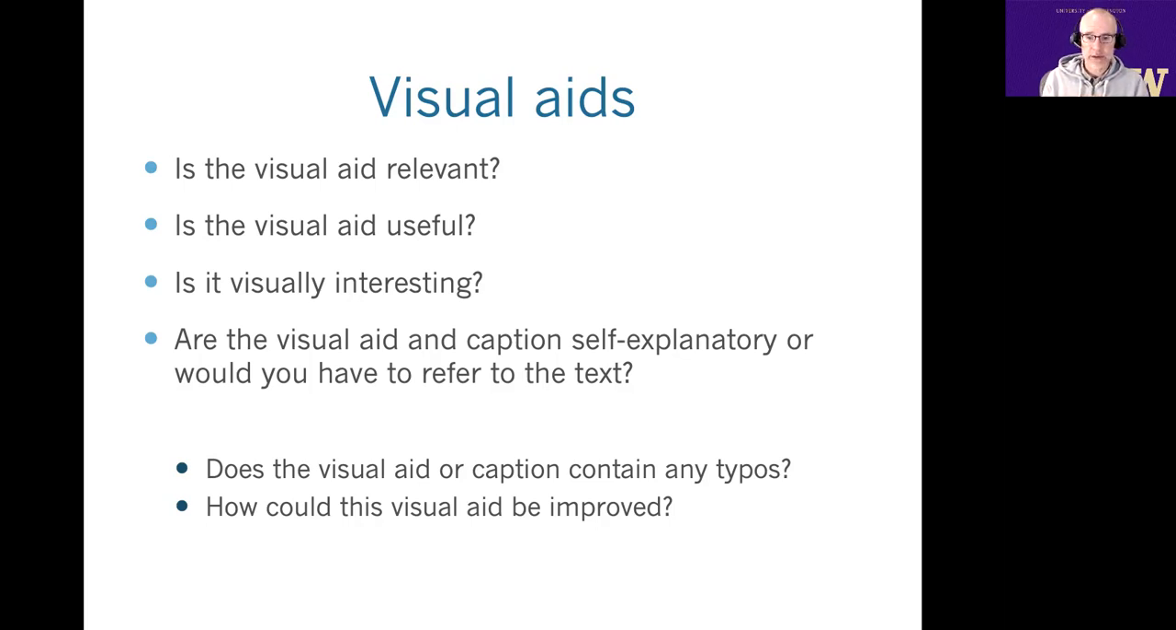Obviously, captions can't have typos. So you want to make sure there's no typos in the caption, no typos in the visual aid, and always be thinking about how you can improve your work, especially as we're doing this in our class. We want to try to improve, right? Especially with the visual aid throwdown, you want to go ahead and think about this as an iterative process.